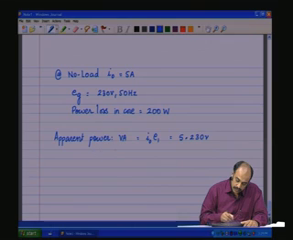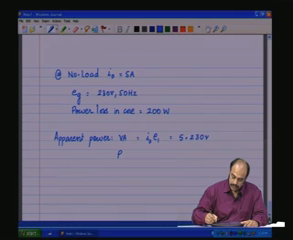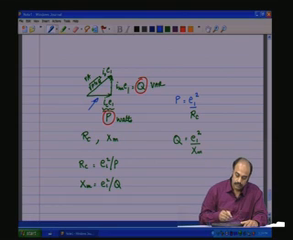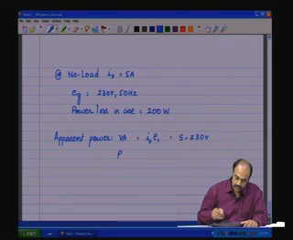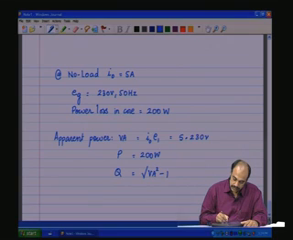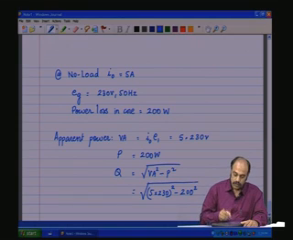Now, we know that the P in this is the active power here, which is 200 watts given. Then what is Q? Q is root of VA square minus P square, which will be root of (5 into 230) square minus 200 square. So, we have the Q.